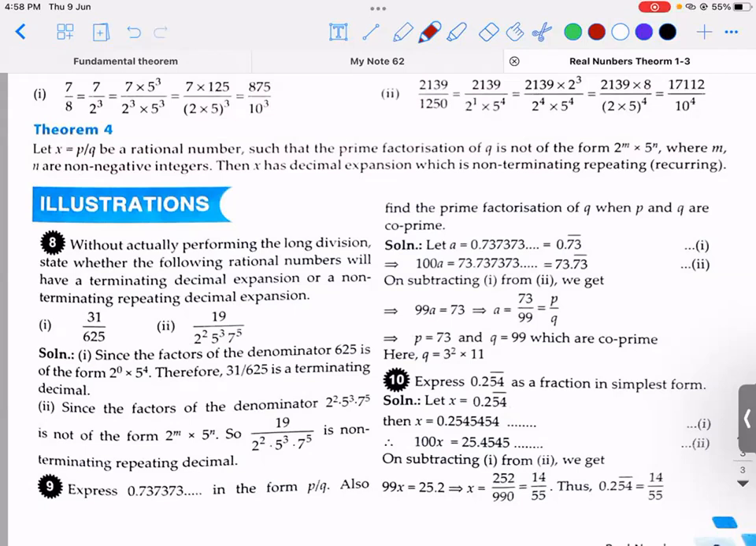Similarly, 19 divided by 2 square into 5 cube into 7 power 5, without a doubt, non-terminating. Because what is the extra number that you have? You have 7. So using prime factorization, they wrote it in terms of 2, 5, and 7, all the 3 prime numbers. But since 7 is there, it is going to be non-terminating, and at the same time, repeating itself.